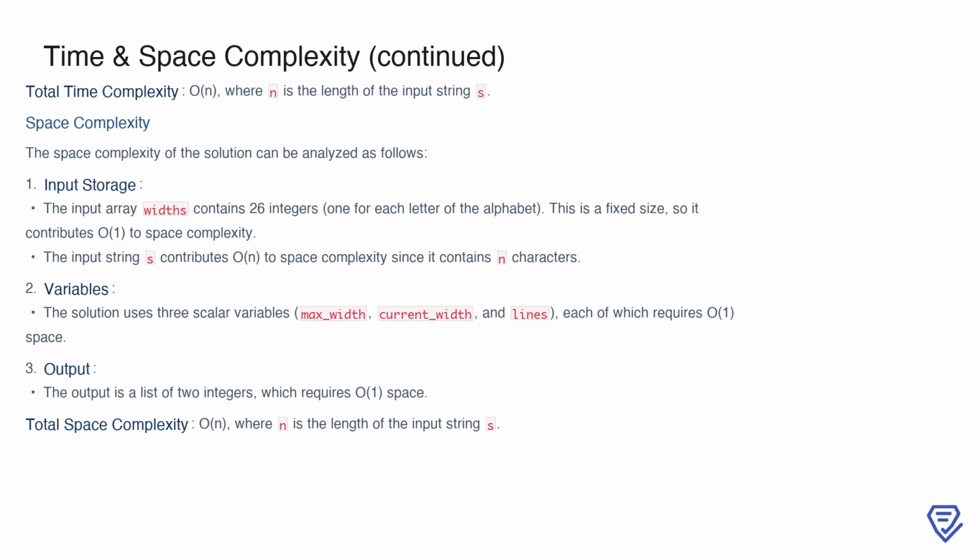Starting with input storage, we know the widths array contains 26 integers, 1 for each letter of the alphabet, making its space requirement constant at O(1). The input string s, on the other hand, has n characters, contributing O(n) to the space complexity. For the variables used in the solution, such as max_width, current_width, and lines, each one is a scalar and requires O(1) space. Lastly, the output, which is a list of 2 integers, also takes O(1) space. When we combine these factors, the total space complexity of the solution is O(n), driven primarily by the input string s.